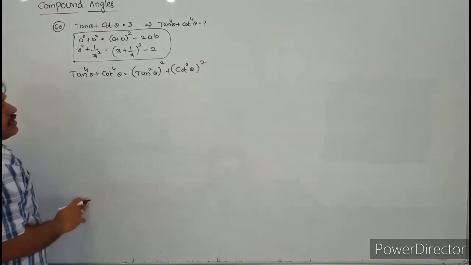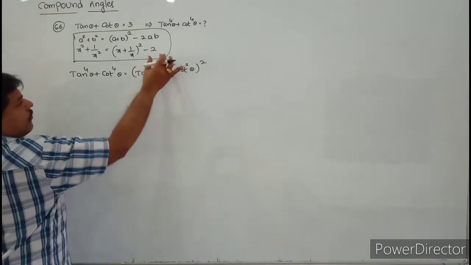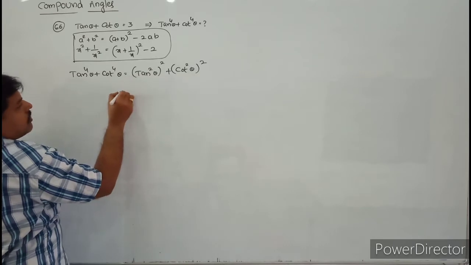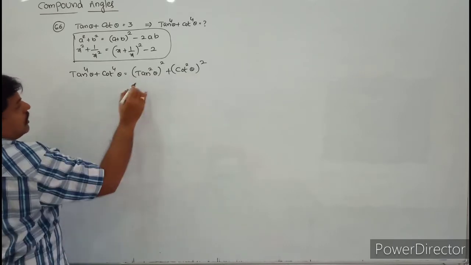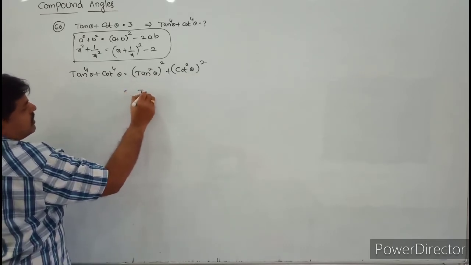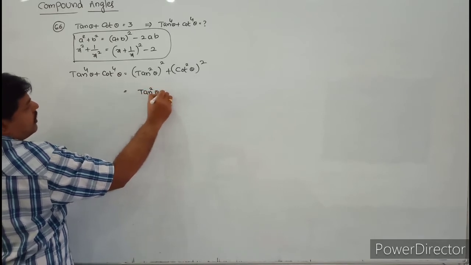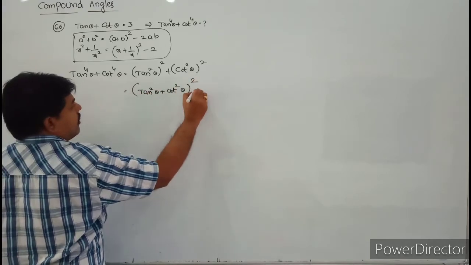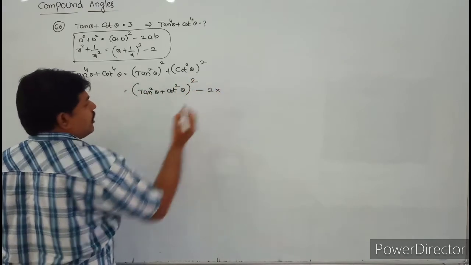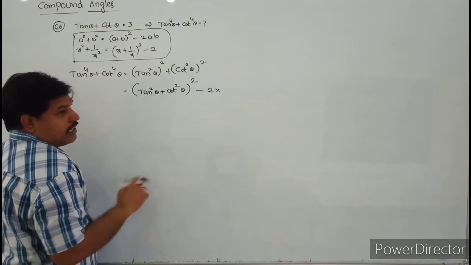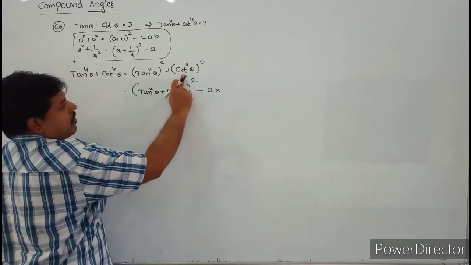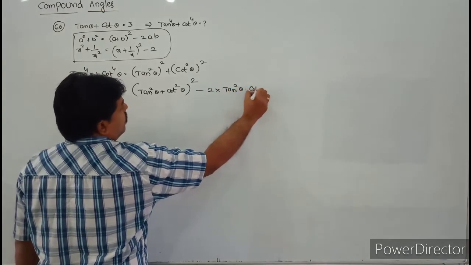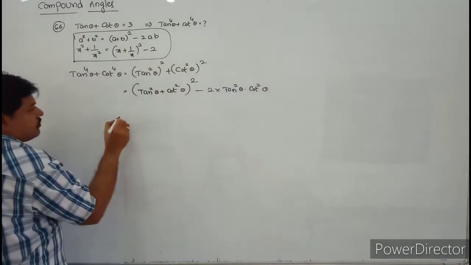So what is this, students? It is in the form of a square plus b square. What is a? A is nothing but tan square theta. So that is nothing but a plus b whole square, that is tan square theta plus cot square theta whole square minus 2 into AB. A is tan square theta, B is cot square theta, so that is tan square theta into cot square theta.